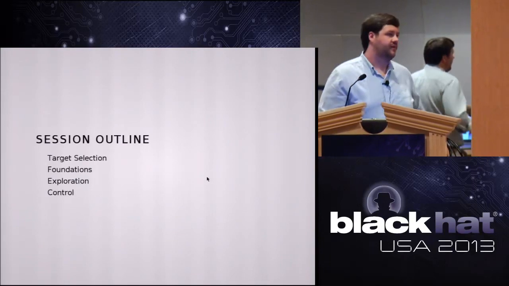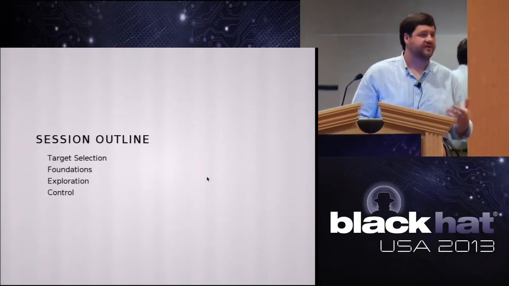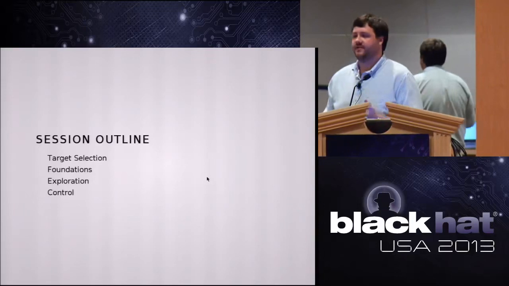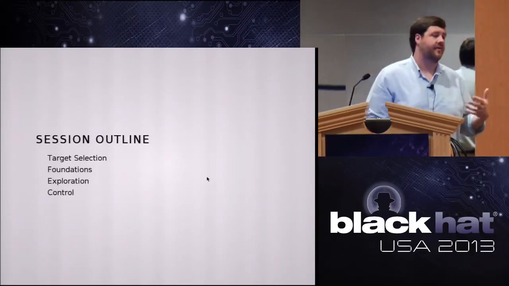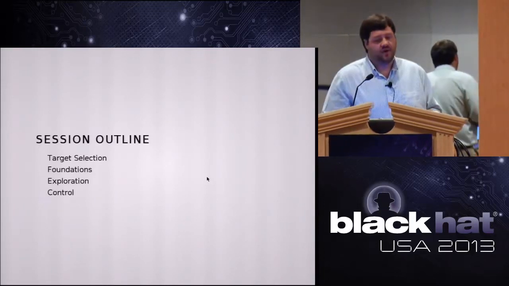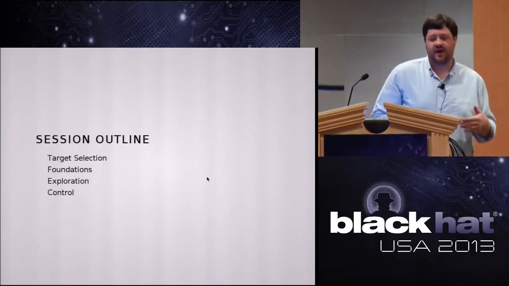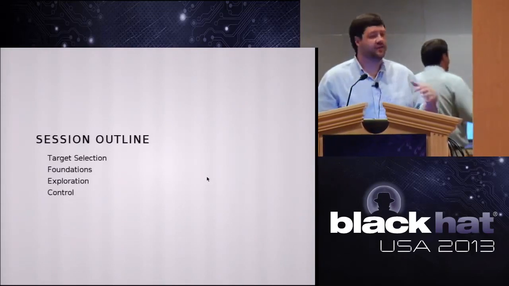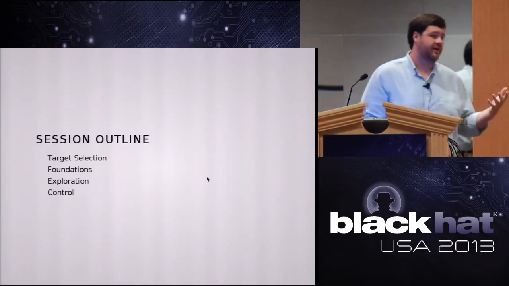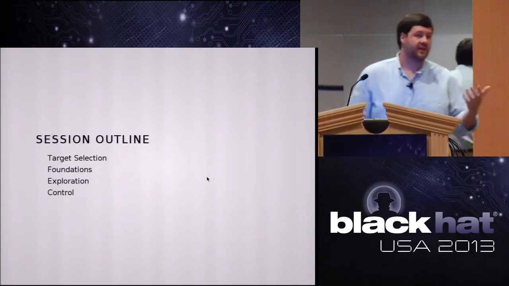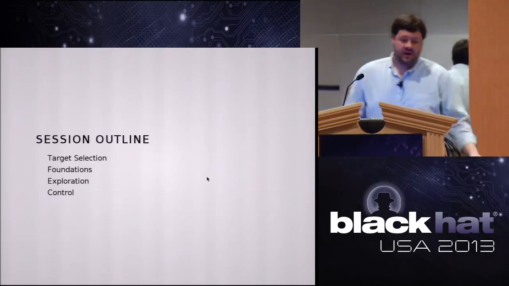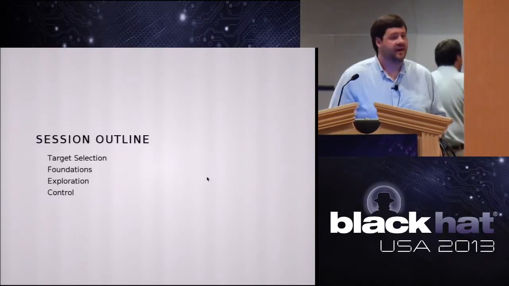The session outline: first we're going to start with target selection. We're going to look at the application specifically, look at the APIs a little bit, and talk about our approach. Then we'll talk about the foundation, stuff you need to know as you dig into this, and exploration of it. We're going to iterate between those two, both from looking at the binary, exploring it, and understanding it, and then at the network level as well. And then we're going to talk about how to control it and have some fun with it.